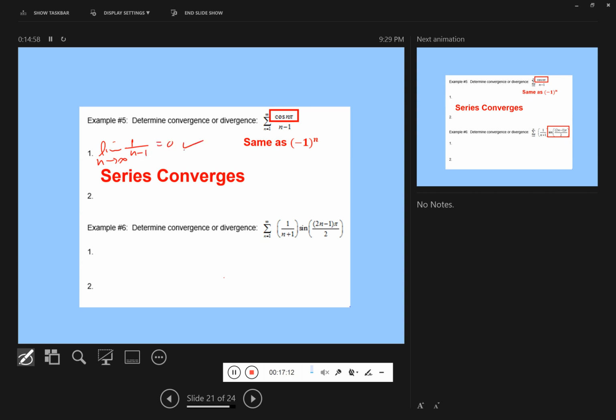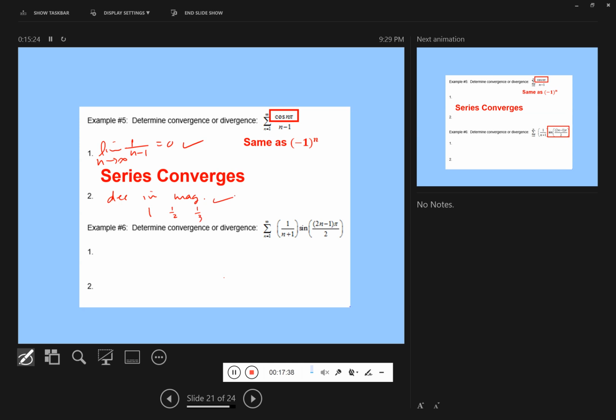Yes. And then are the terms decreasing in magnitude? Yes. Decreasing in magnitude. You can always just do a couple of terms if you want to. Like say, what if n equals 2? Then you'd have 1. If n equals 3, you'd have 1 half. If n equals 4, you'd have 1/3. And we know they're going to be alternating, but those are definitely decreasing.